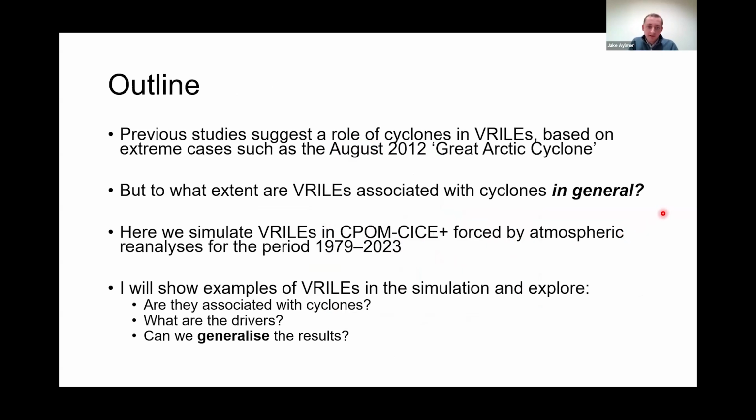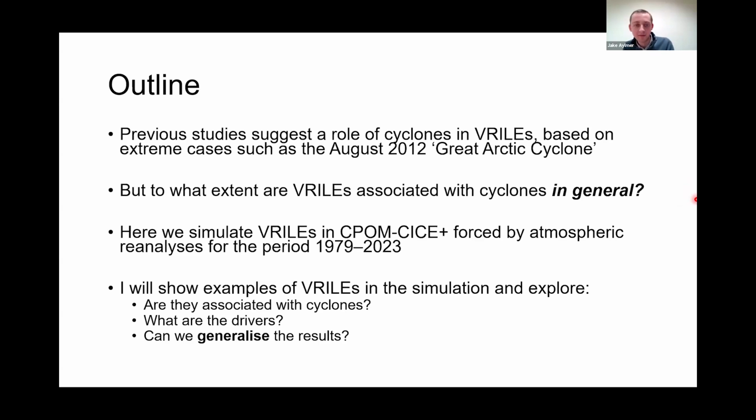So here's an outline of what I'm going to show for the results. As I said before, previous studies have suggested that there could be a substantial role of cyclones in driving these very rapid ice loss events. But this is often based on extreme cases, such as the 2012 case that I showed at the beginning, and others.